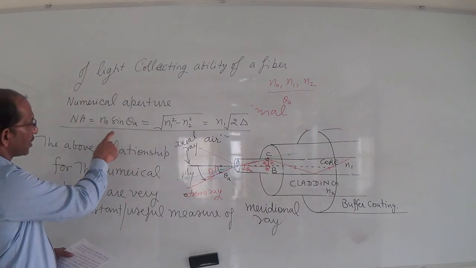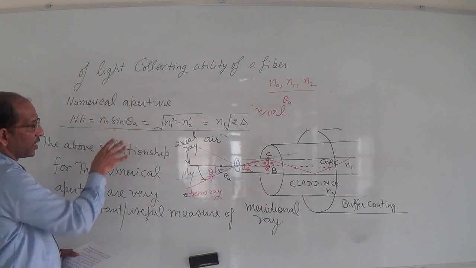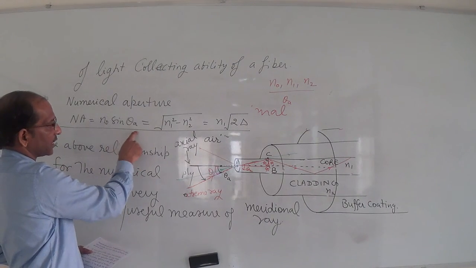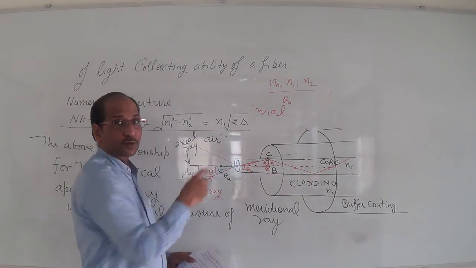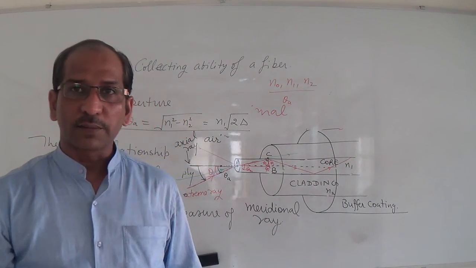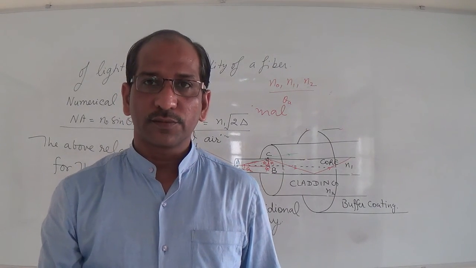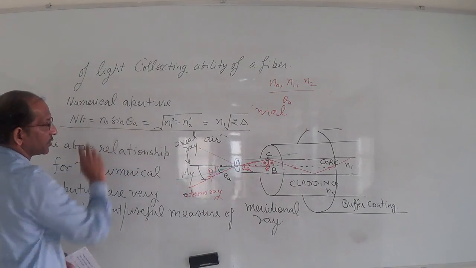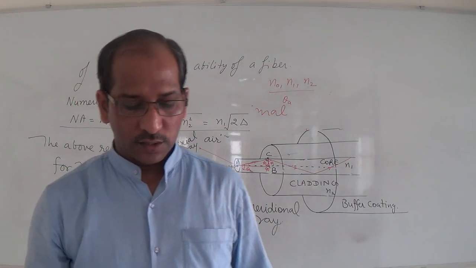So here in this formula, if you see it carefully, the numerical aperture is n naught sin theta A, which is square root of n1 square minus n2 square, which is equal to n1 square root 2 delta. This is independent of the core diameter and the wavelength of light which we have used. Right, so the numerical aperture is independent of the diameter of the core.